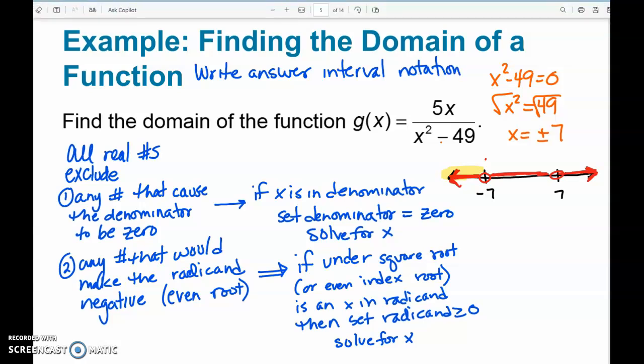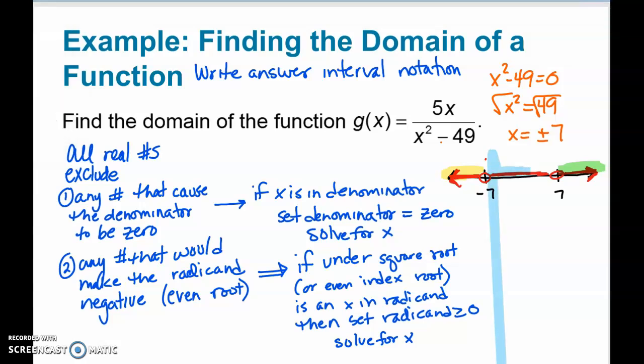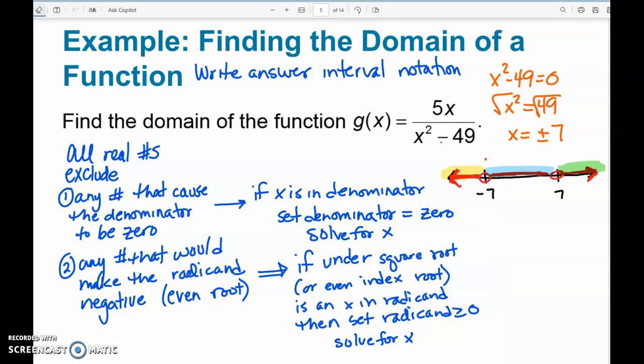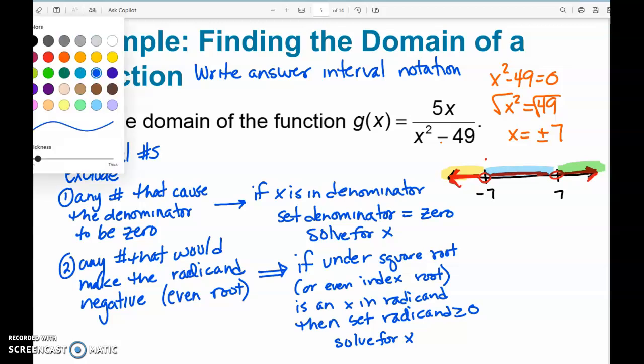So there's a part below -7. There's a part above +7. And then we don't want to forget there's a part between -7 and +7. So I need to express all 3 of those parts.